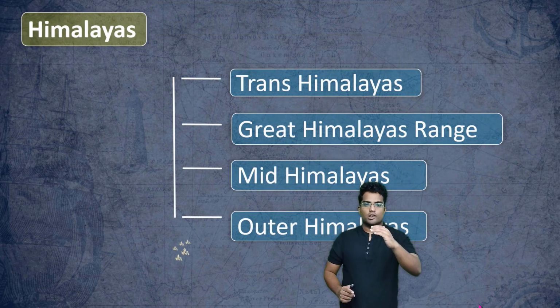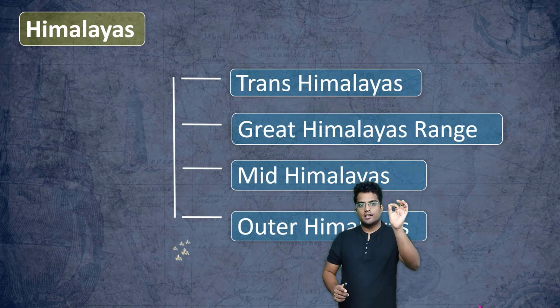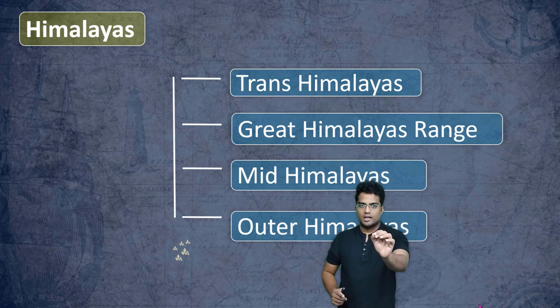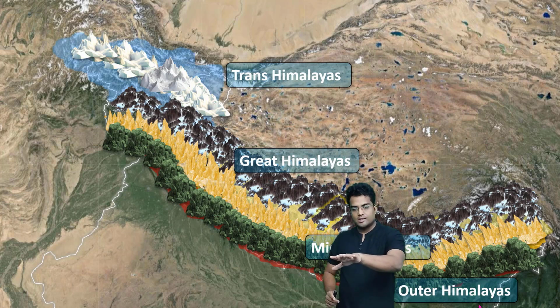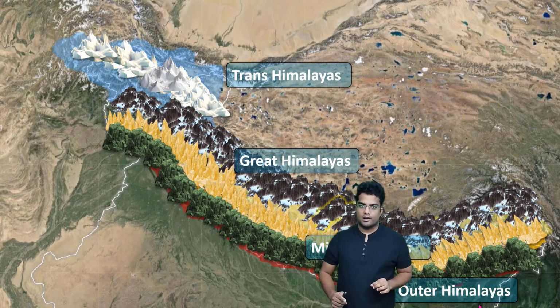So this is how it looks. The Himalayas is considered to be part of 4 or 5 different ranges. Technically, we are going to focus on these 4: the Trans-Himalayas, the Great Himalayas range, the Mid-Himalayas, and the Outer Himalayas. Essentially, we are discussing the Trans-Himalayas. As you can see, this is the division of the Himalayas. At the very top you have the Trans-Himalayas, then the Great Himalayas, the Mid-Himalayas, and the Outer Himalayas.